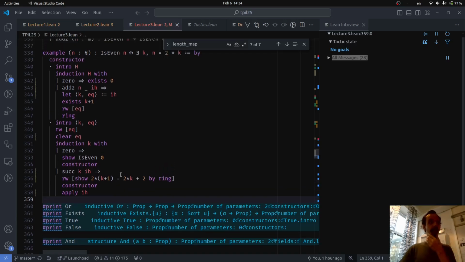All right. Any questions? Can induction work if a function has two arguments?